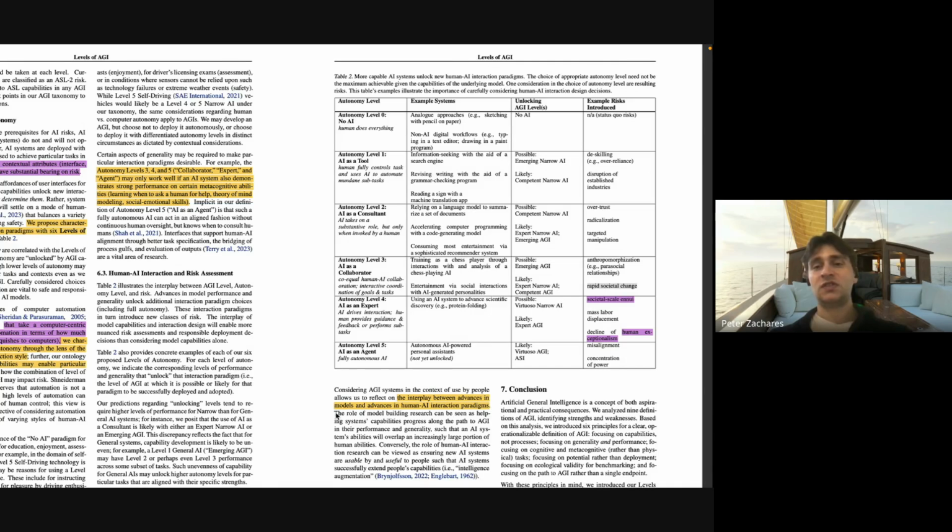Tasks. So this is where an AI system is guiding most things. And the example they give is using an AI system to advance scientific discovery, e.g. protein folding.